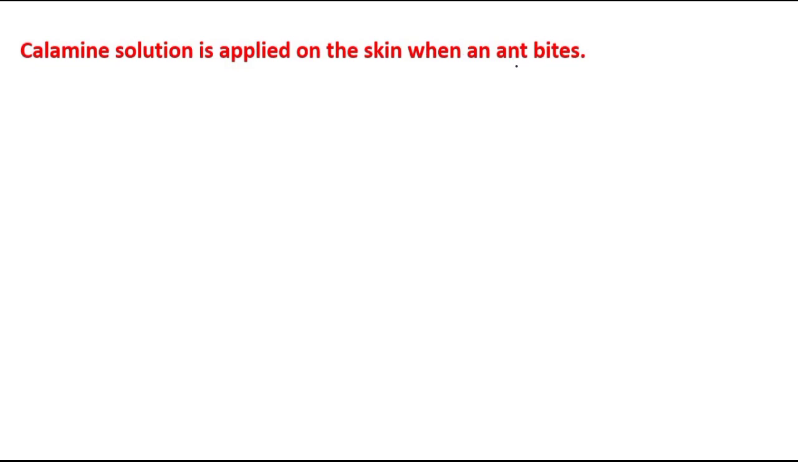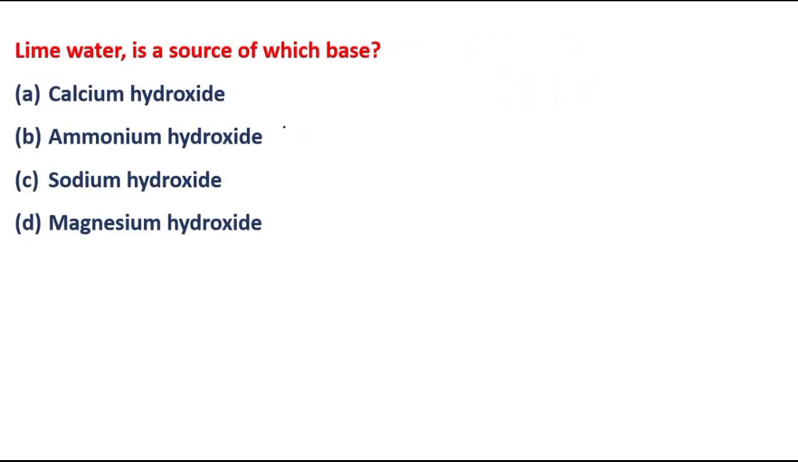Calamine solution is applied on the skin when an ant bites. When an ant bites, it releases an acid. Therefore, we need to apply a calamine solution which is basic in nature. It is a correct statement because it is basic in nature. See, this acid and base react with each other and give relief. The strength of the acid is reduced by the base. It is an example of neutralization.